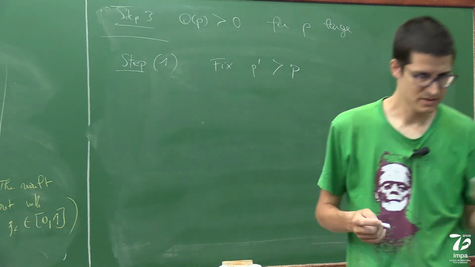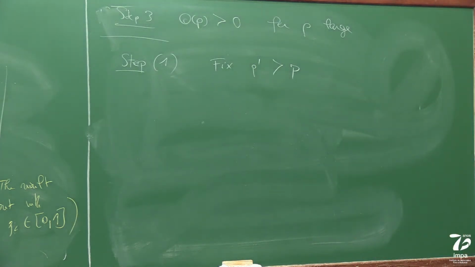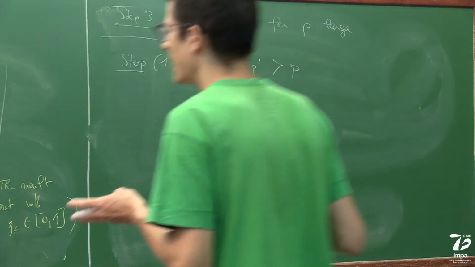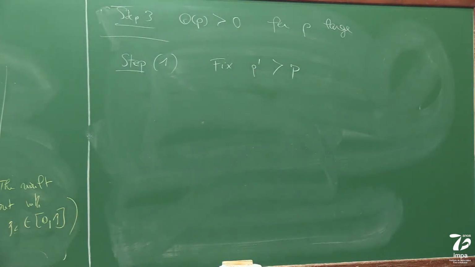Okay, so for step 1, what we are going to do is to fix p prime larger than p and prove that theta p prime is larger than theta p. Well, the idea, okay, we want to prove that somehow, well, if p is larger, you have more open edges.